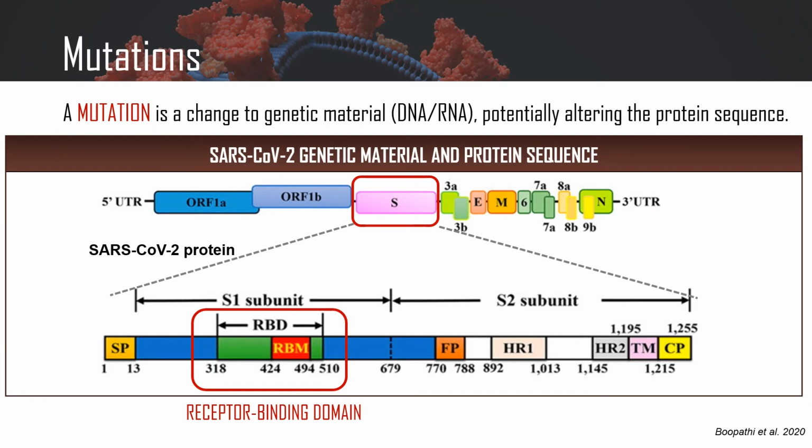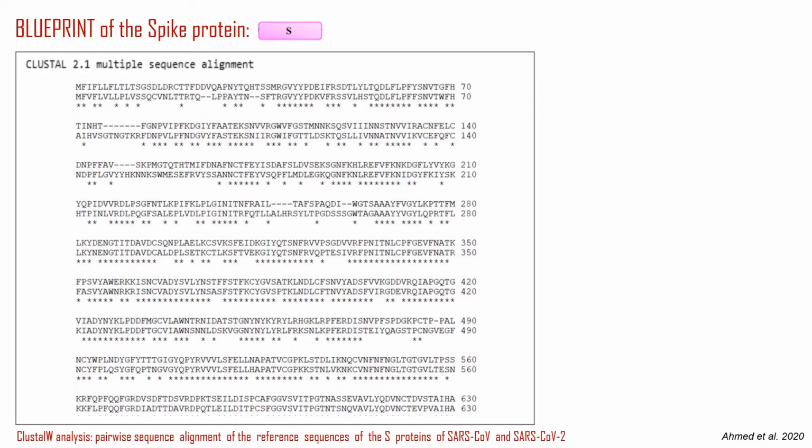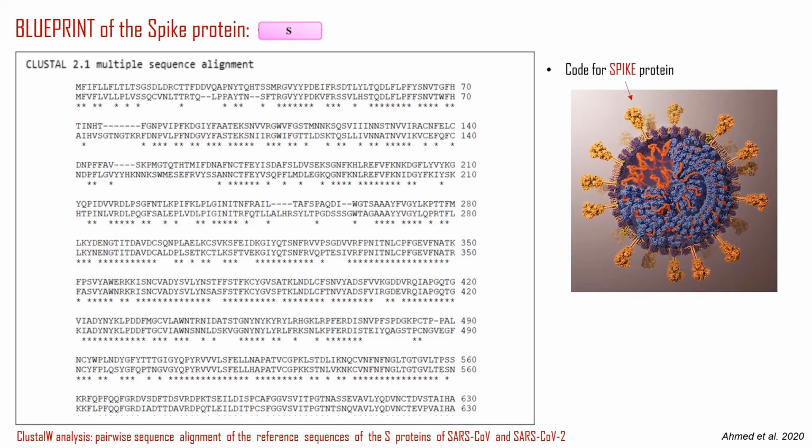The numbers here are showing the positions of any certain amino acid within that polypeptide region. And a single change which occurs within this protein structure can lead to a huge effect. So to illustrate the scale of the mutation, I have provided here a blueprint of the spike protein, which is essentially a part of the code for the S protein. And we saw earlier that the S protein is studded on the surface of the viral envelope.